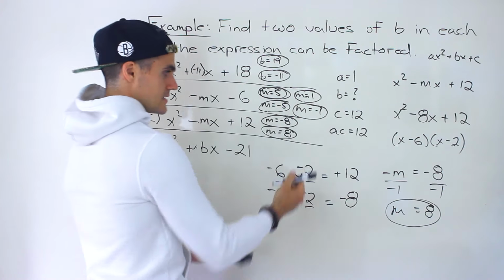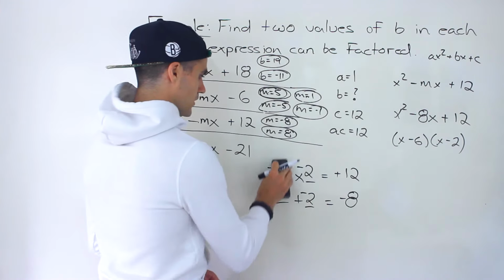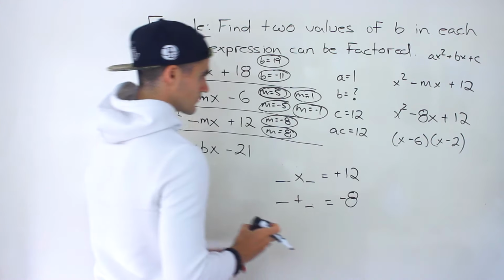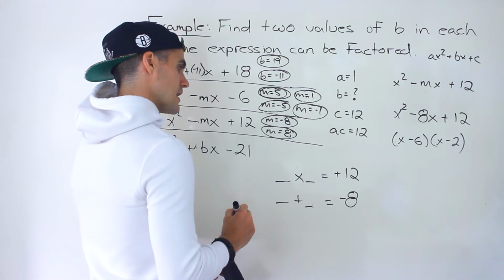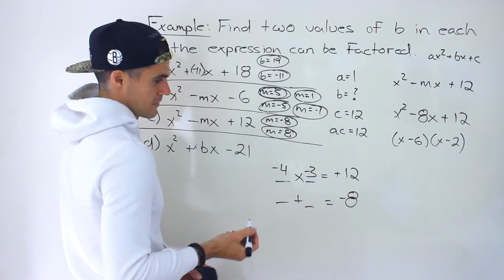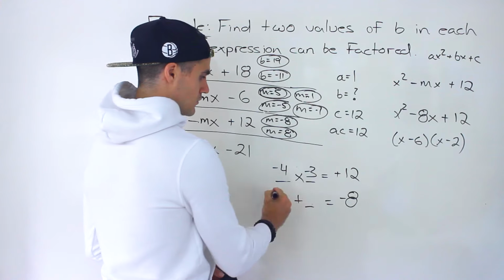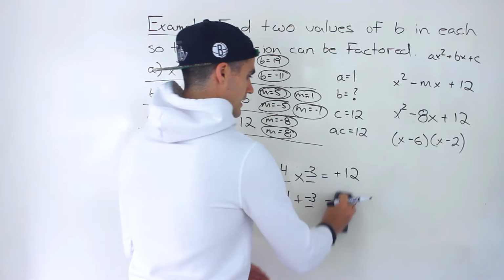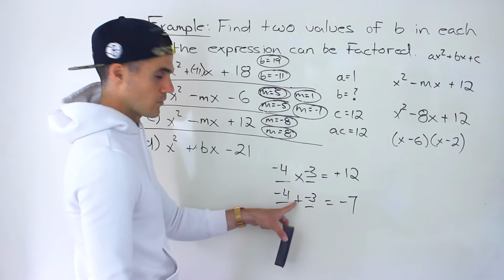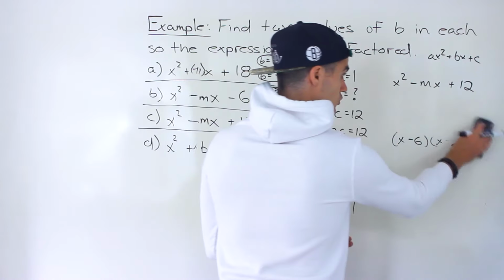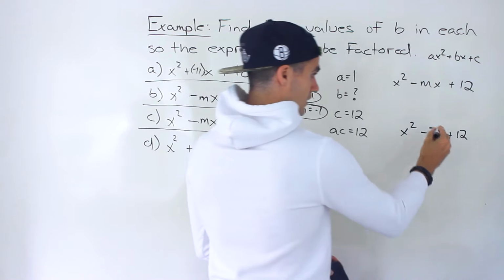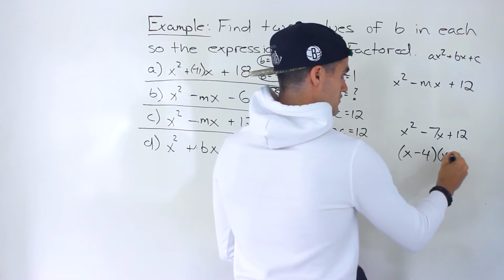Okay, let's try a different combination of numbers here. So what other factors of 12 can we use? Let's say negative 4 and negative 3. Right? Negative 4 times negative 3 gives us positive 12. What's negative 4 plus negative 3 going to be? That's going to give us negative 7. Right? Negative 4 minus 3 gives us negative 7. So another quadratic that works, that can factor, is x squared minus 7x plus 12. And what that's going to factor to is x minus 4, x minus 3.